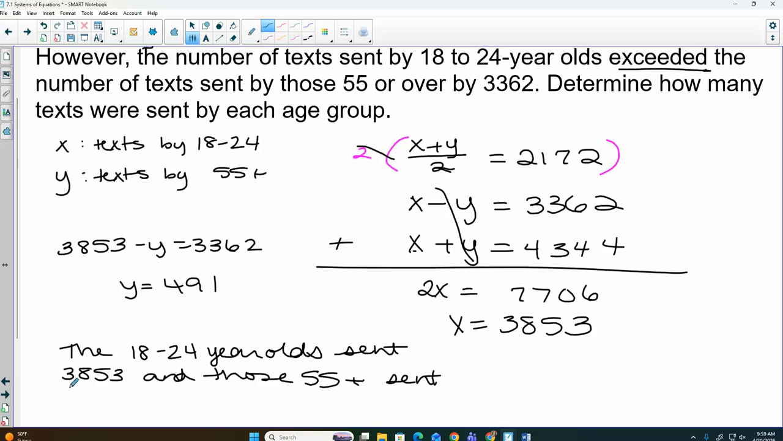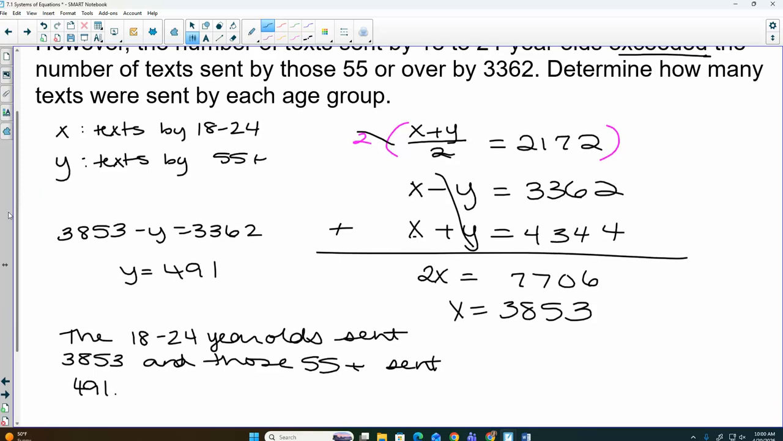So then we write our sums at the end. All right. Any questions?